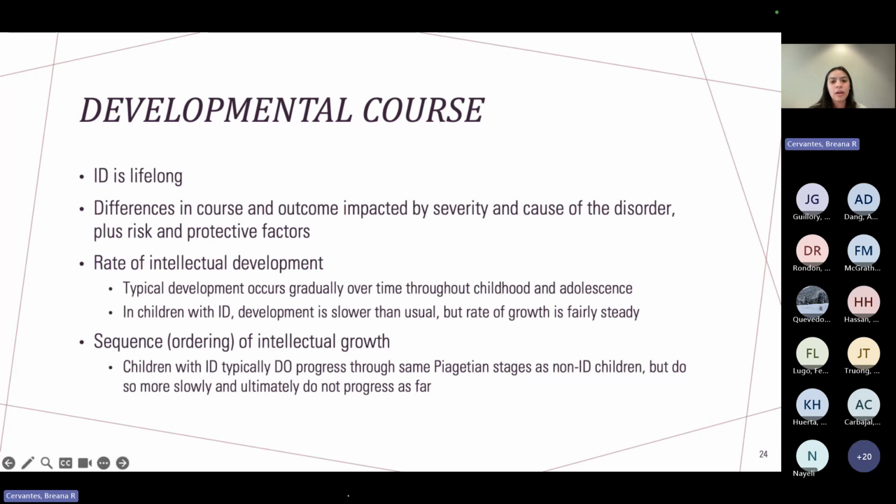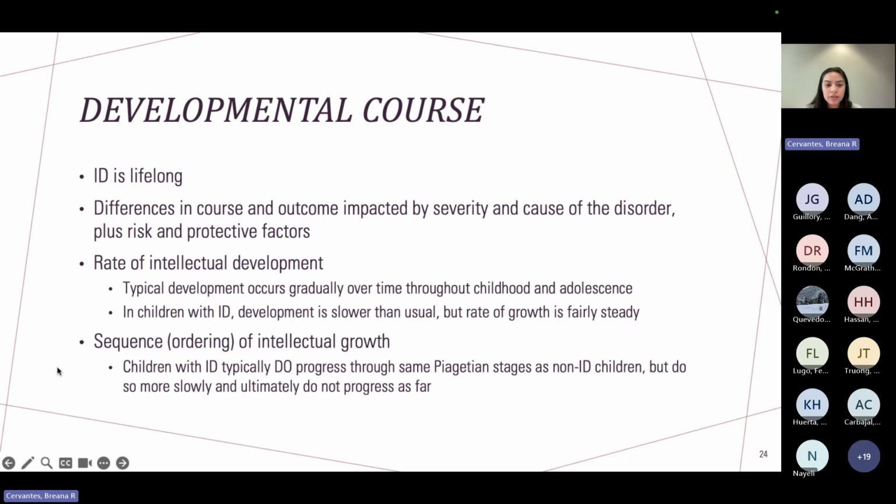It's lifelong. And whether or not the outcome becomes worse, or for how long it will look like this, is going to be associated with the severity of the disorder and the cause. So having, for instance, Down syndrome is going to look very different than another condition that is associated with intellectual disability.